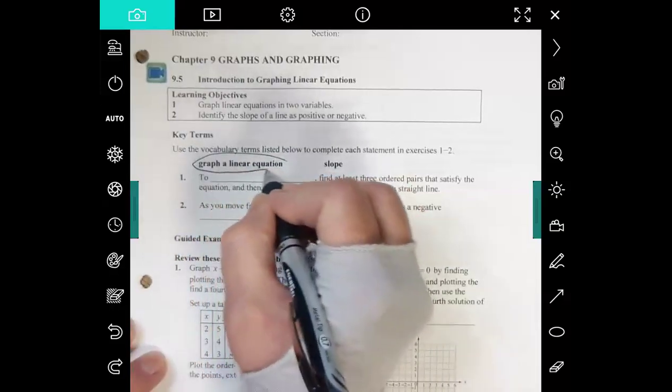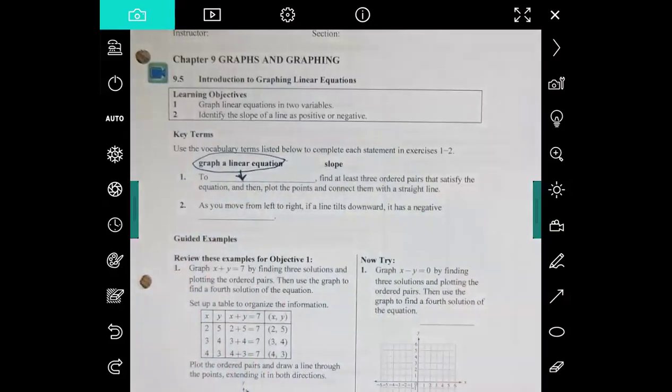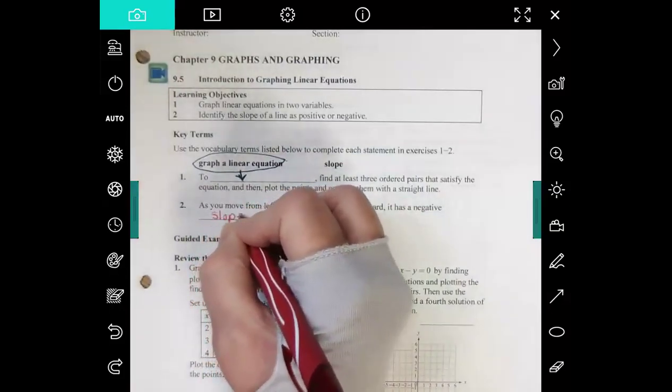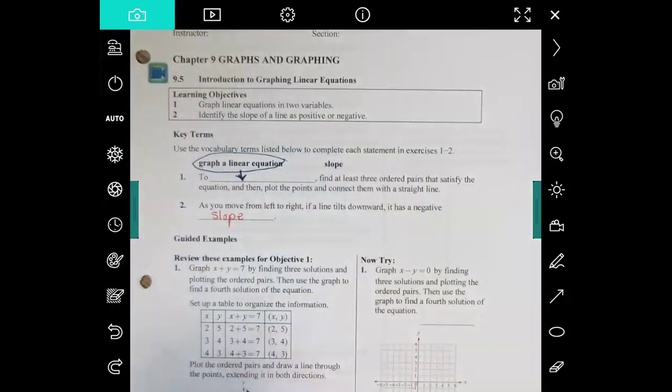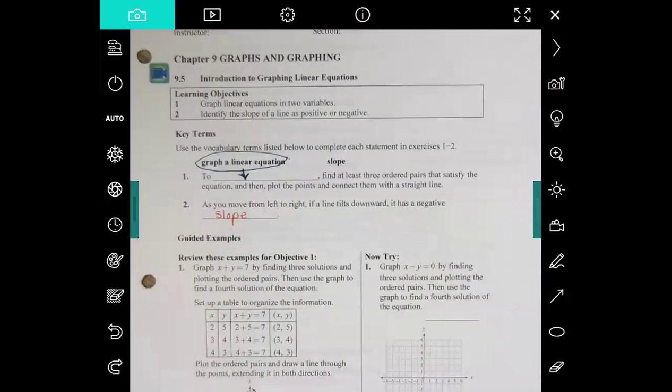I'm going to be lazy today. Here we go. Graph a linear equation, okay? Into that blank right there. And then, as you move from left to right, if a line tilts downward, it has a negative slope. Okay, a slope is essentially a word that tells the steepness. Things that are going downhill from left to right are negative slopes, and that's what they're talking about there.